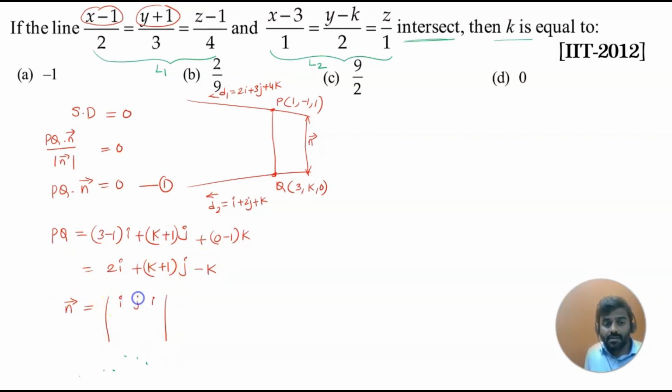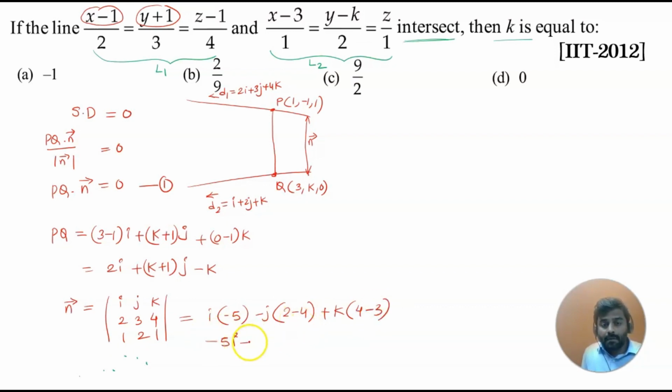So i, j, k; D1 means 2, 3, 4; D2 is 1, 2, 1. This can be obtained as i into 3 minus 8, which is minus 5, minus j into 2 minus 4, plus k into 4 minus 3. So this will be simply minus 5i plus 2j plus k.